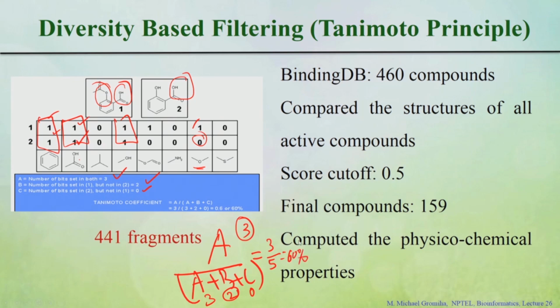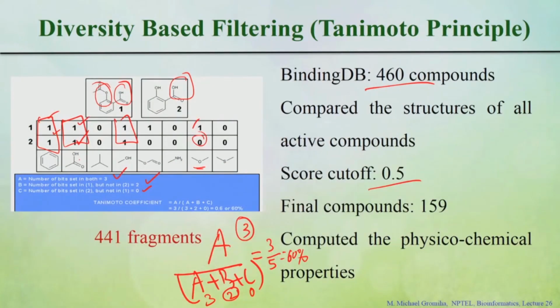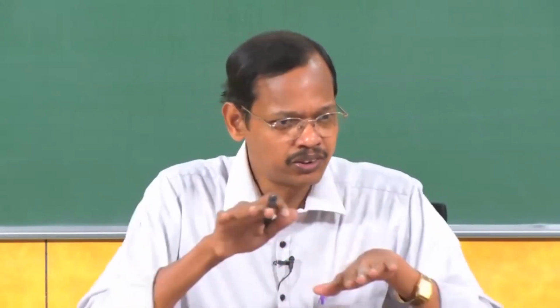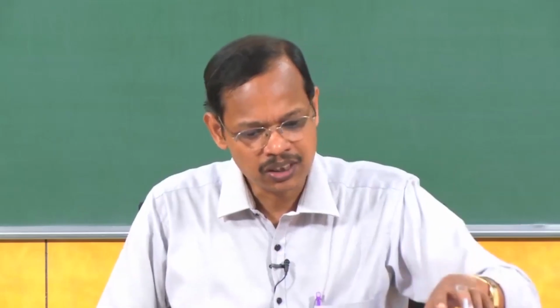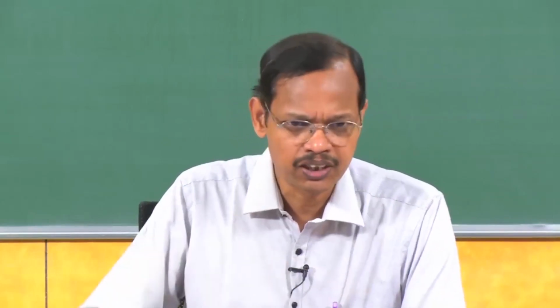So, they take the 460 compounds and compare the structures of all the active compounds using the Tanimoto coefficient and set the cutoff of 0.5. If you do this, we end up with 159 compounds from the 460, right. Like in sequence analysis, where we look at the similarity matrix, and structural analysis, where we use RMSD, here also we use the Tanimoto coefficient to get the non-redundant structures. So, from these 159 you can calculate the physicochemical properties, right, different properties you can calculate.